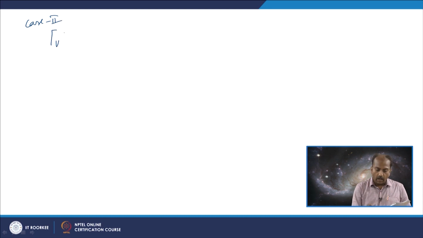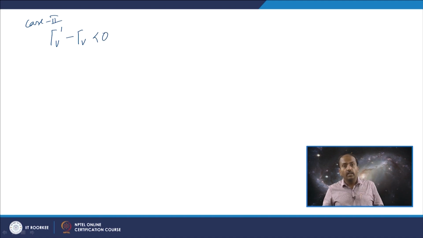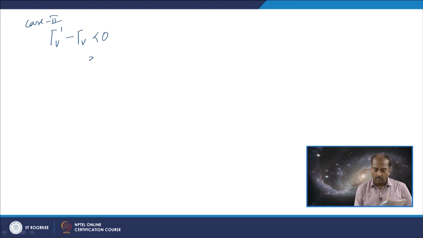So, here gamma v prime minus gamma v is less than 0. So, the parcel lapse rate is less than the environment lapse rate, right. So, in this case what happens is we can use the same equation again. The same equation is z double prime plus lambda square z is equal to 0.